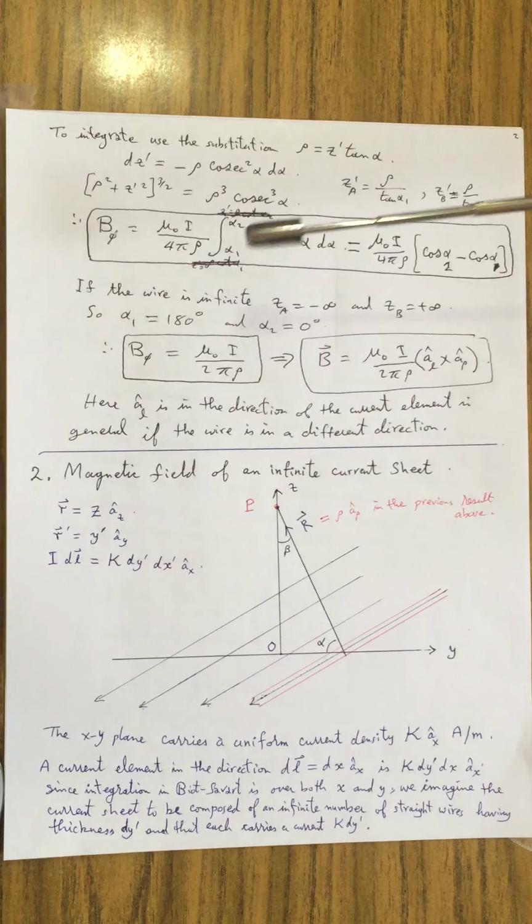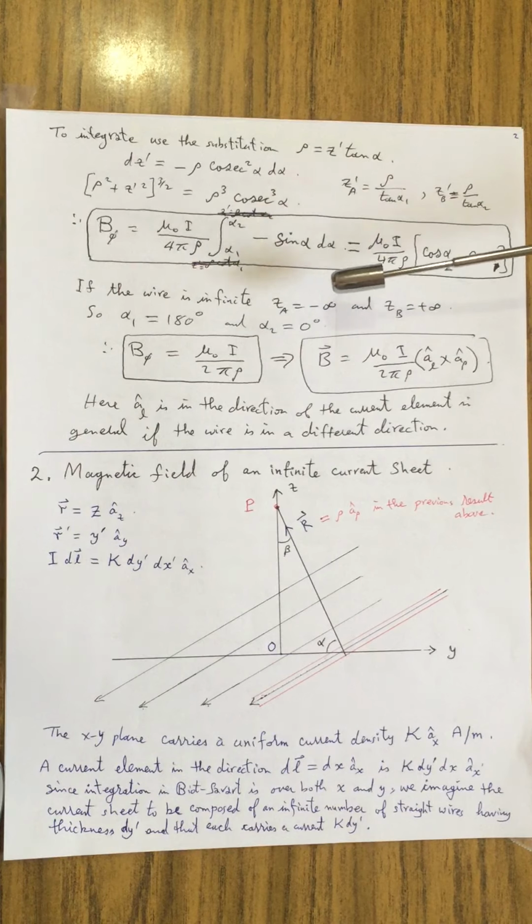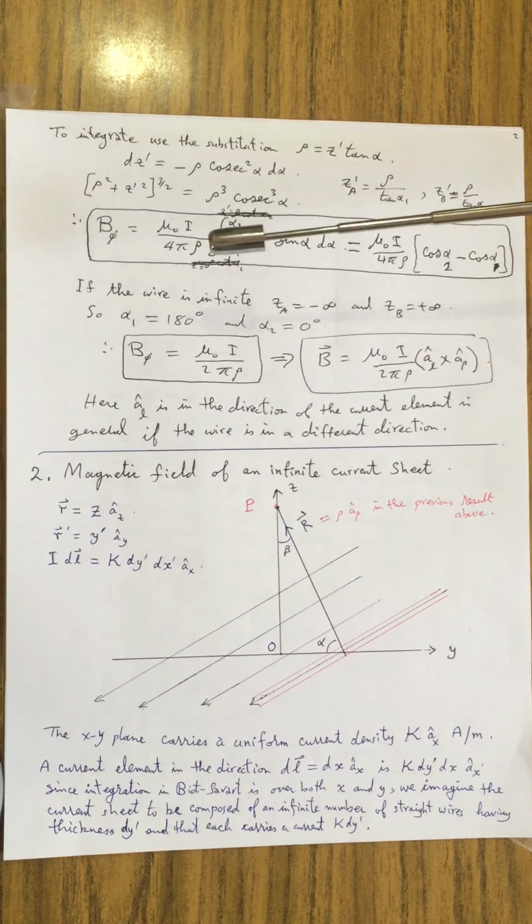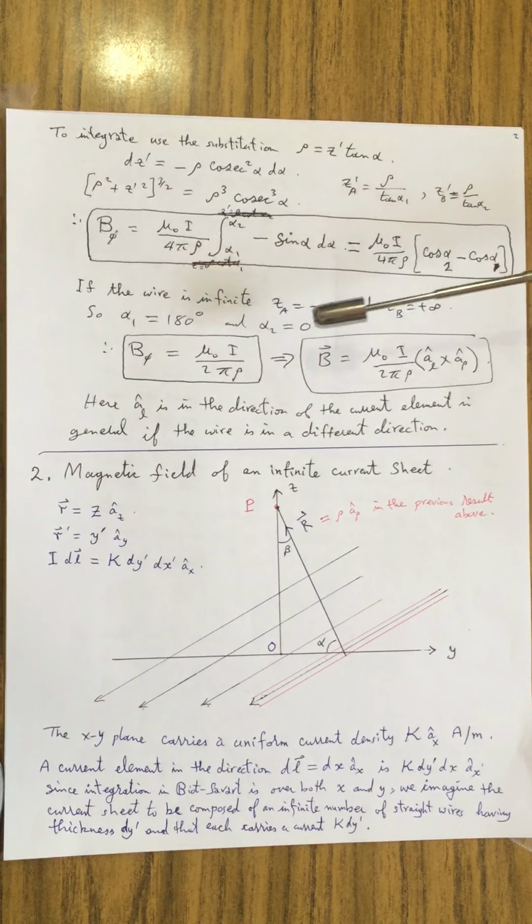If the wire is infinite, z_A goes to minus infinity and z_B goes to plus infinity. So alpha 1 would be 180 degrees and alpha 2 would be 0. So B phi would be mu naught I over 2 pi ρ. The cosines combine to a factor of 2.